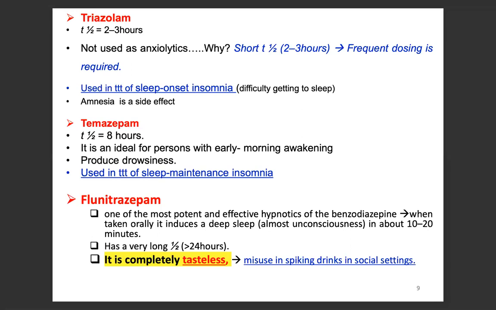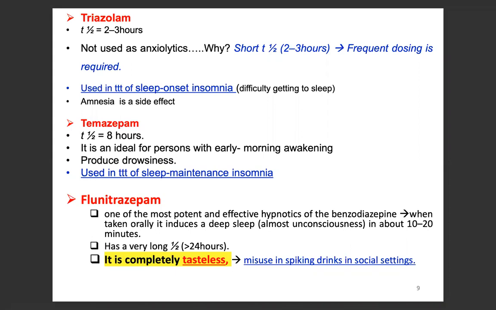There is another drug, flunitrazepam, but it is generally misused. What is flunitrazepam? It is one of the most potent and effective hypnotics of the benzodiazepines. When taken orally, it induces deep sleep and almost unconsciousness in about 10 to 20 minutes.